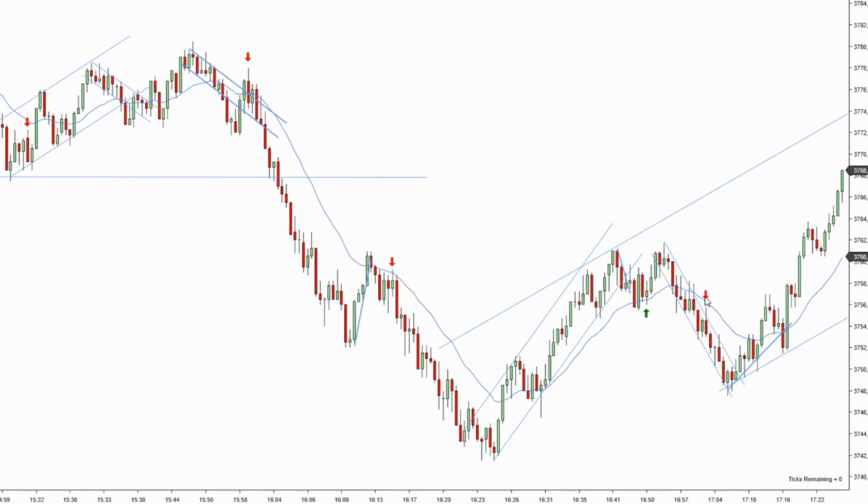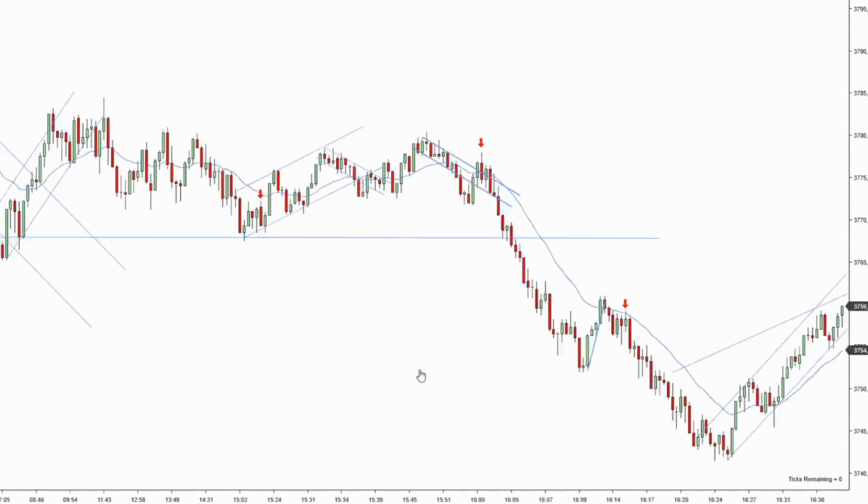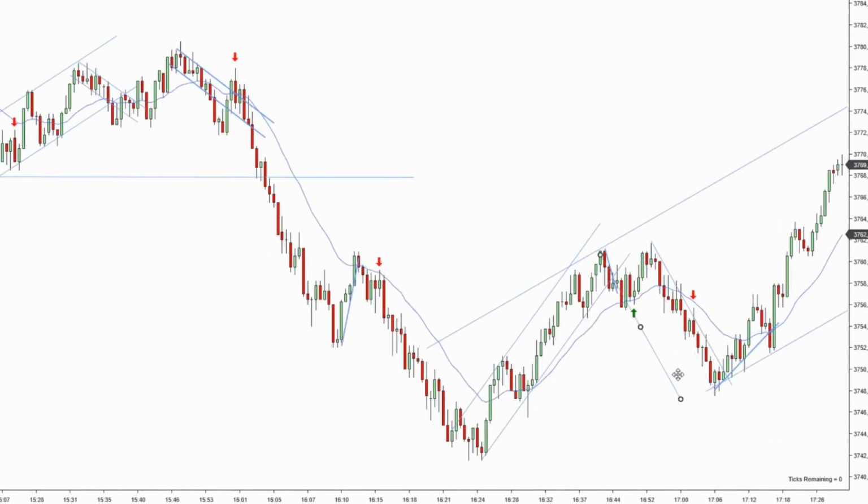First entry long, second entry long failed. We spiked through the EMA. We are now in the downtrend. According to our rules, this is where we're going to go short. I was a little bit surprised we don't have a new low, and the market just reversed from this point.